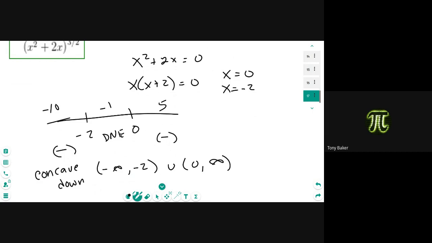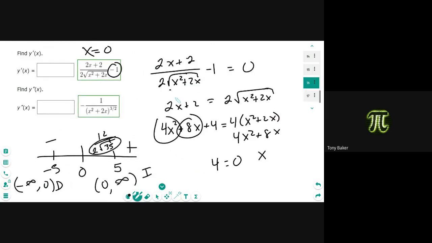Then local minimum and maximum was the last one for this. So how do you find the mins and maxes? That's also with critical numbers. No, that's your first derivative that is going to tell you where your mins and maxes are. Your mins and maxes are where the first derivative equals 0, right? Did my first derivative ever equal 0 in this problem? No. So there is no min and max.